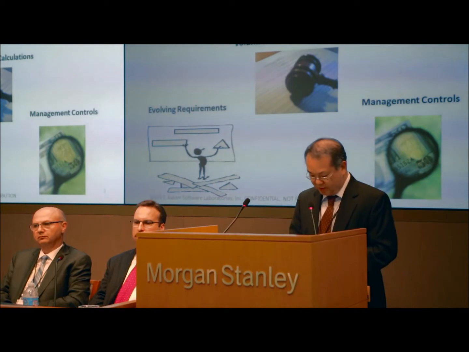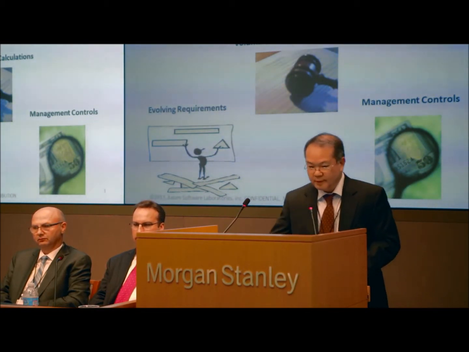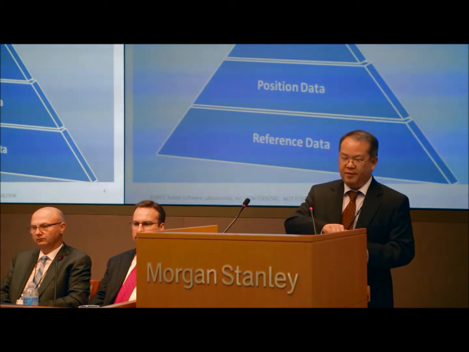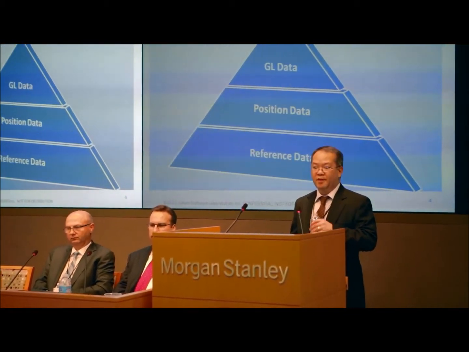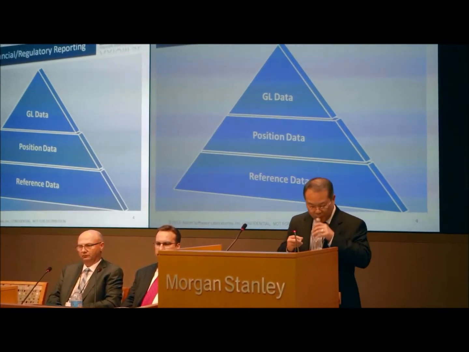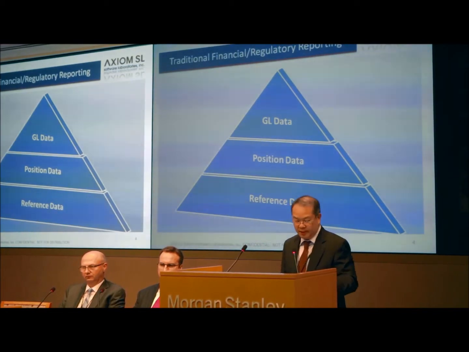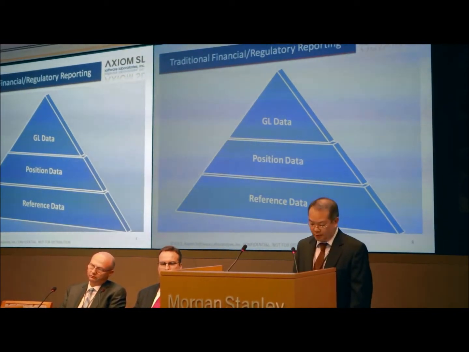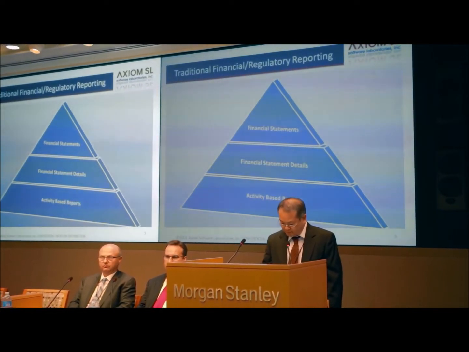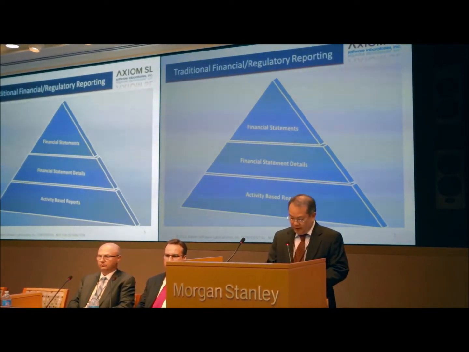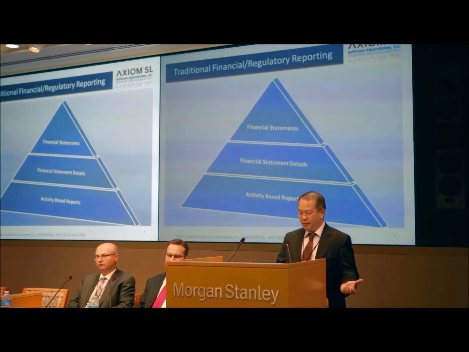So how is CCAR different from other regulatory reports? In traditional financial and regulatory reporting, you're able to get away with just using GL data, position data, and reference data. You're able to complete these regulatory reports like the 9C and call report and 2900 and whatnot with this level of information. How does CCAR change all this now? How does CCAR add an additional element of complexity?